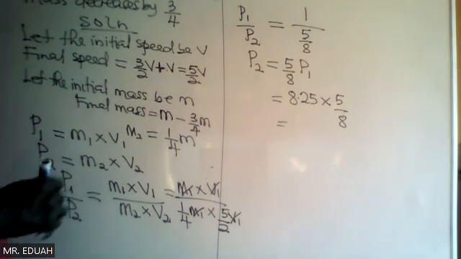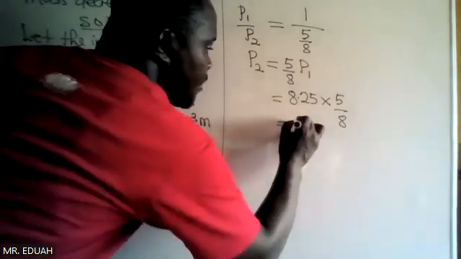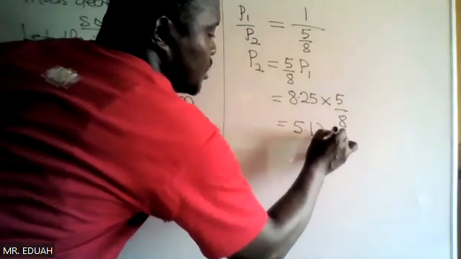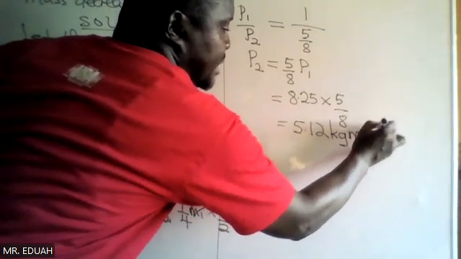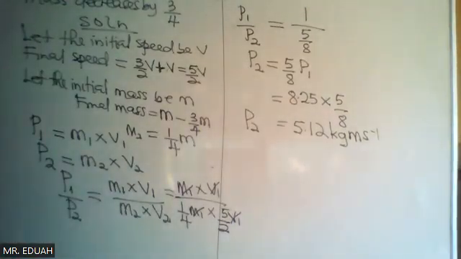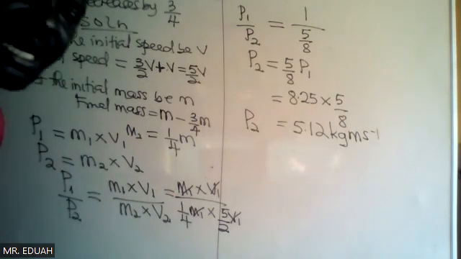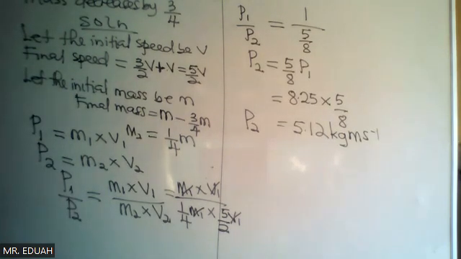165/32. Give me the final value in decimal. 5.12. 5.12 kilogram meter per second is the new momentum if there is that change. So it's not much of a difficult question, but in fact, you must understand the statements or the information given and then apply.